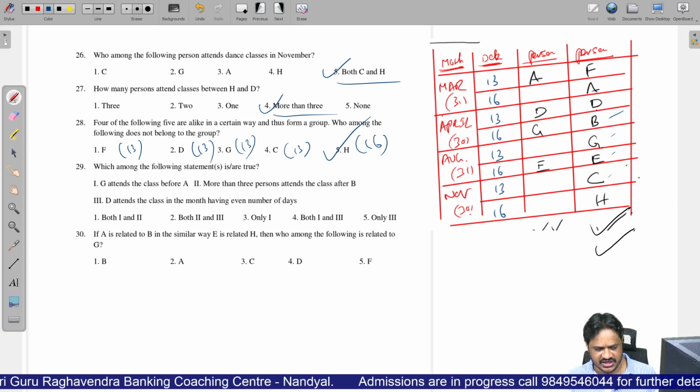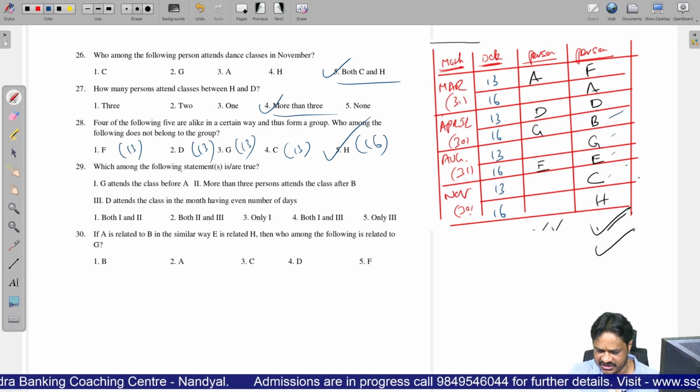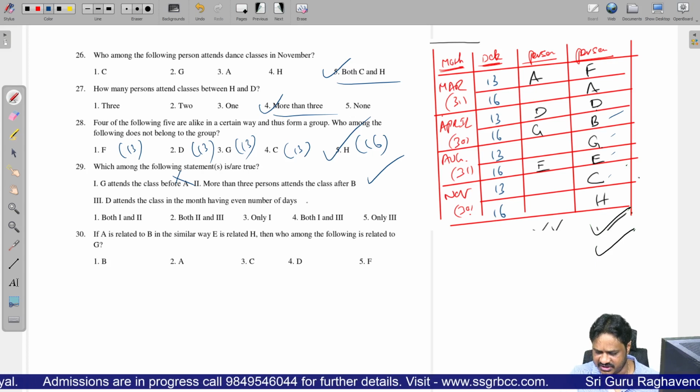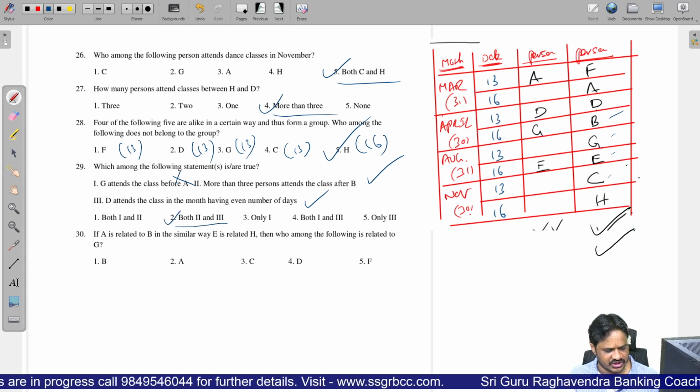Now, G attends the class before A. That is not correct. More than 3 persons are there after B. That is definitely correct. D attends the class in the month having an even number. That is also correct. So, the correct answer is both 2 and 3.